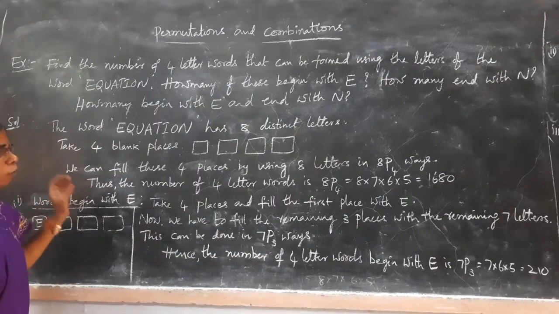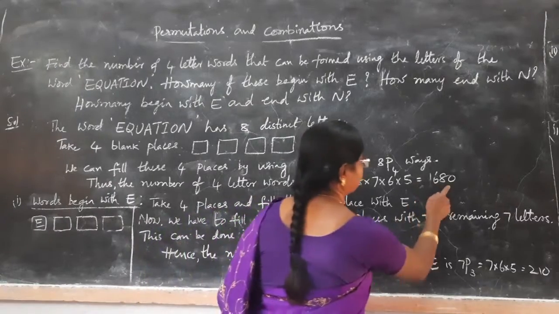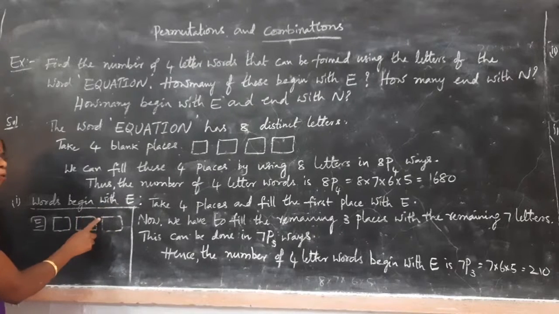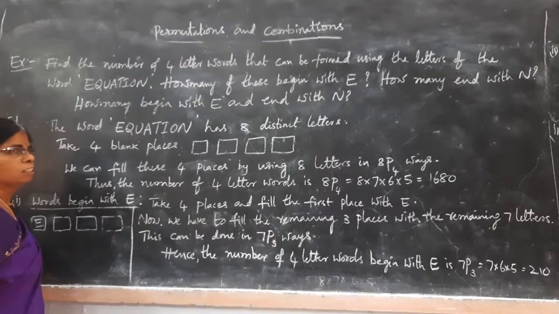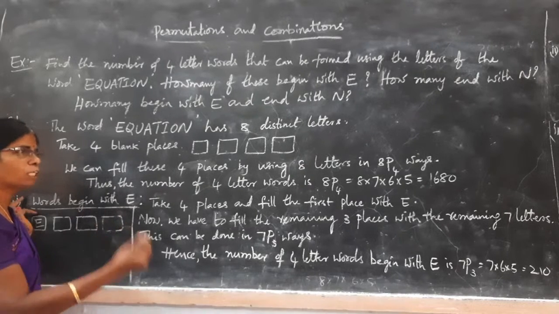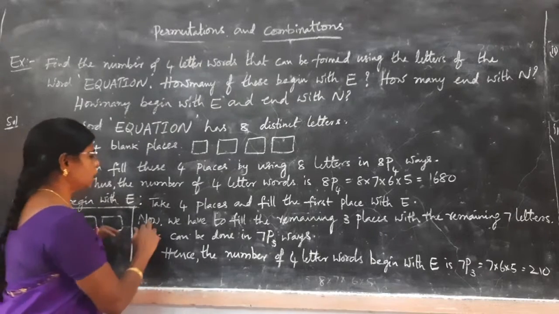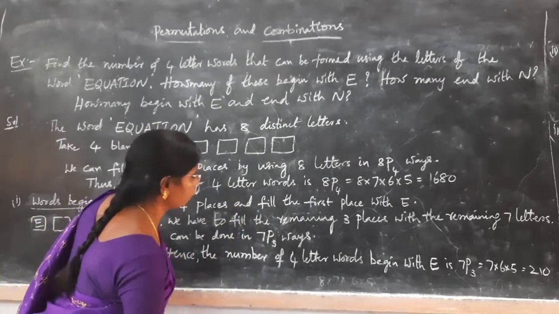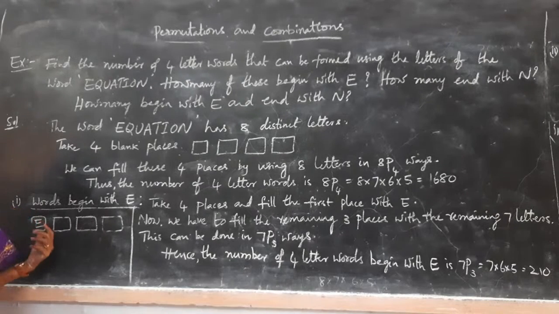And of these 4-letter words, 1680, how many begin with E? We have to count the words that begin with E. We have to find the number of 4-letter words that begin with E. So what I am doing is taking 4 places. I take 4 places and fill the first place with E. Because the word has to begin with E, I first fill the first blank place with E.